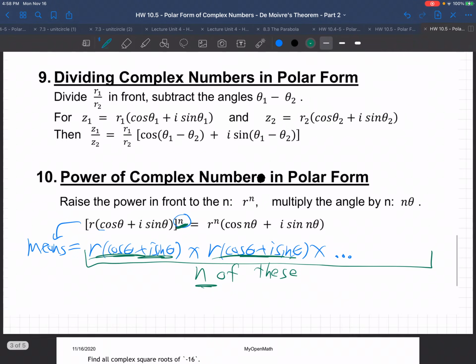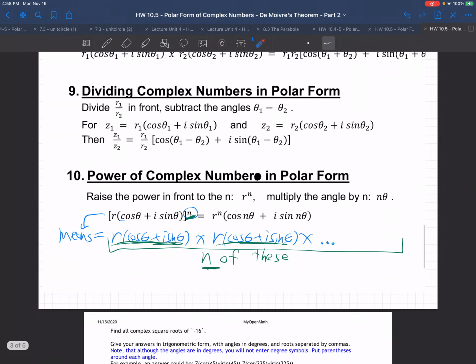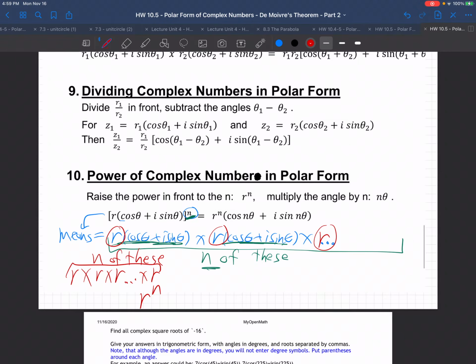Okay, great, so what? Well, up here we learned that when you multiply two complex numbers in polar form, you multiply the numbers in the front and add the angles, don't you? So the way to multiply all these together, n of them, because it's nth power, is to multiply r times r times r, etc. n of those, which is what? r to the n, right?